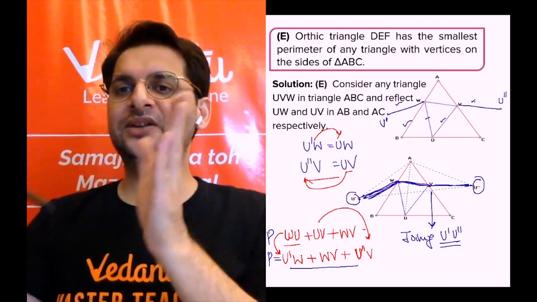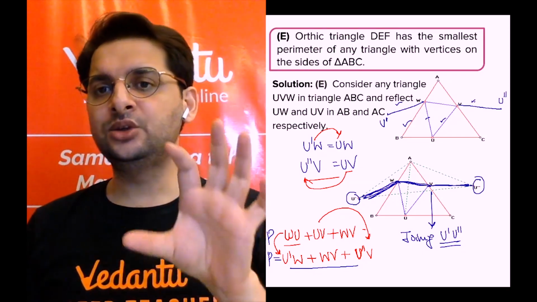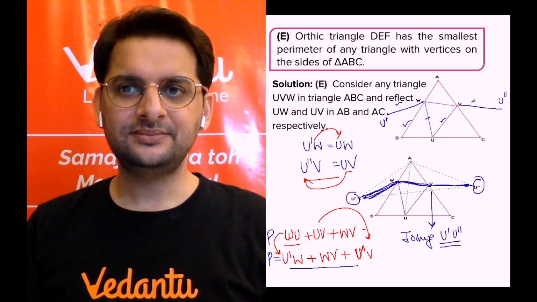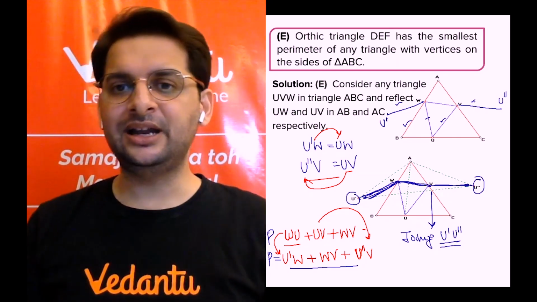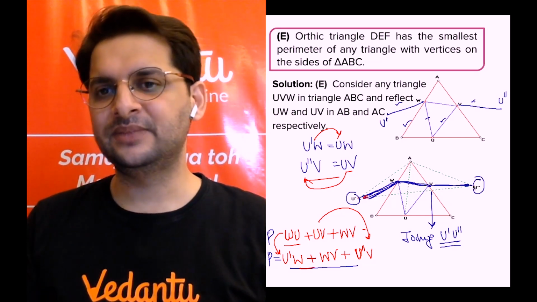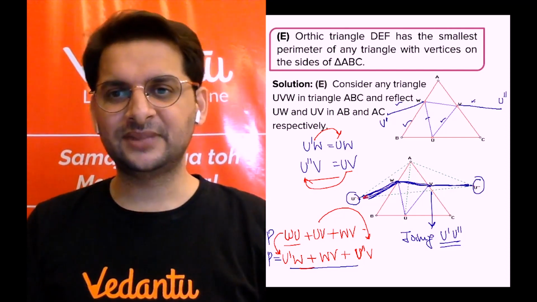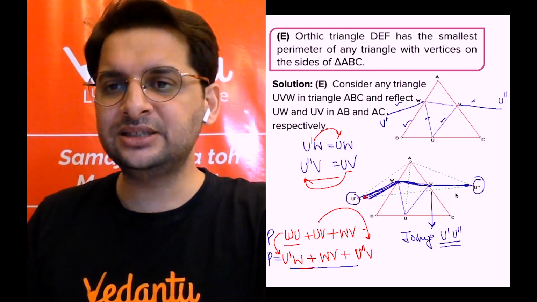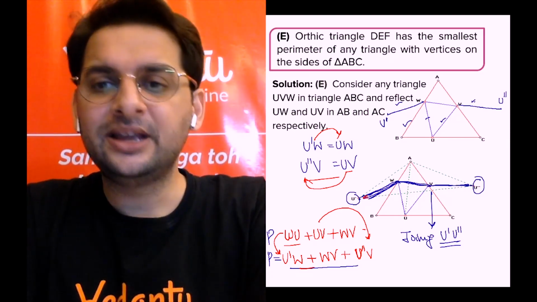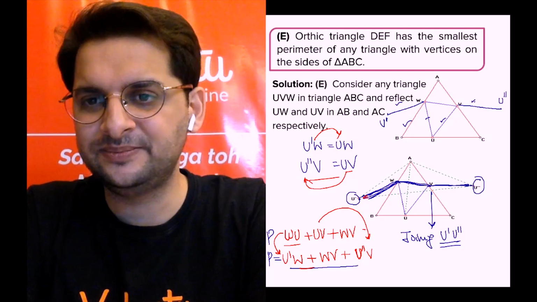So what we've done is we've taken the reflection of UW and UV about AB and AC respectively. Since it was a reflection, UW was same as U dash W, and UV was same as U double dash V. So we wrote the expression for the perimeter and replaced these expressions, and what we can see from geometry is that we have to go from here to here using the shortest route, because we have to make the perimeter as small as possible. So this U dash U double dash would be shortest. Now, for any triangle, can you tell me when U dash U double dash will be shortest?